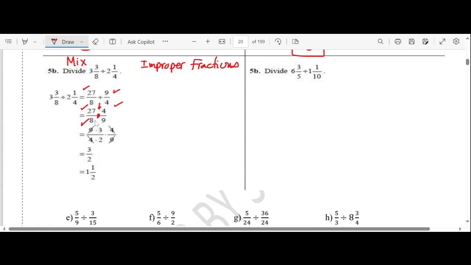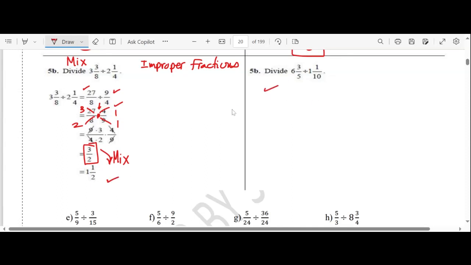Okay? And then can I cancel? Cancel what with what? Cancel the 4 and 8, correct? What are you going to get? 2 and 1. So this becomes 2 and this becomes 1. Can I cancel 9 and 27? What are you going to get? 1 and 3. So what are you going to get at the end? 3 over 2. Can I convert this to a mixed number? It becomes what? 1 and 1 over 2.